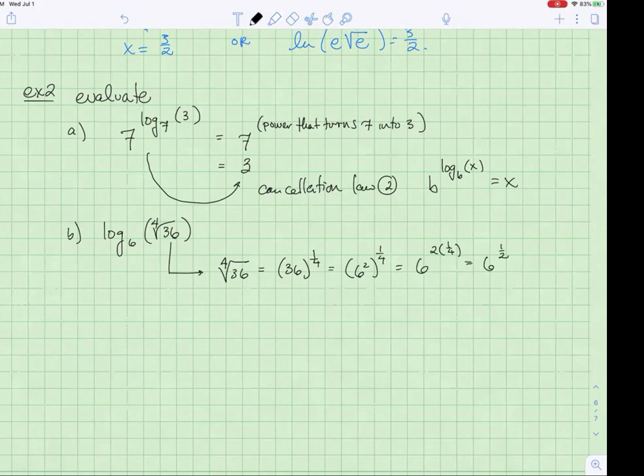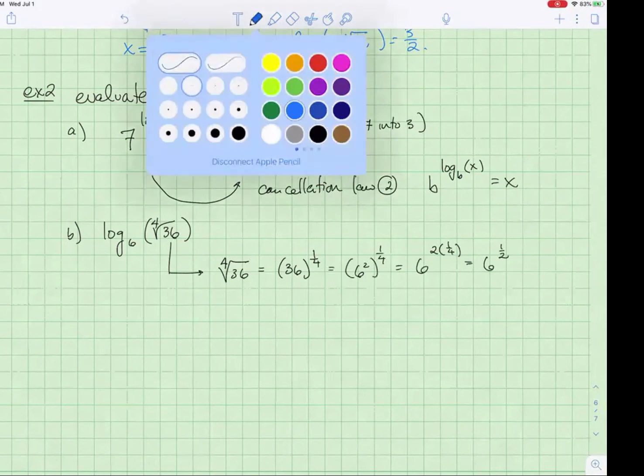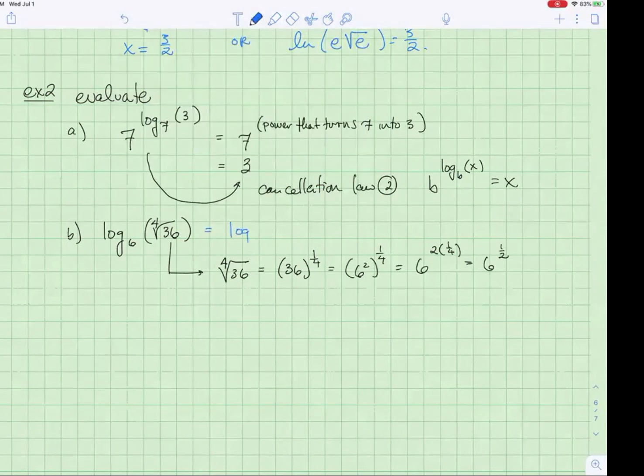And then this becomes log, sorry, that looks like garbage. This becomes log base 6 of 6 to the 1/2 power, which is just 1/2, using that cancellation law. Okay. So I'm just taking 6 to the 1/2 and substituting it back into that expression.